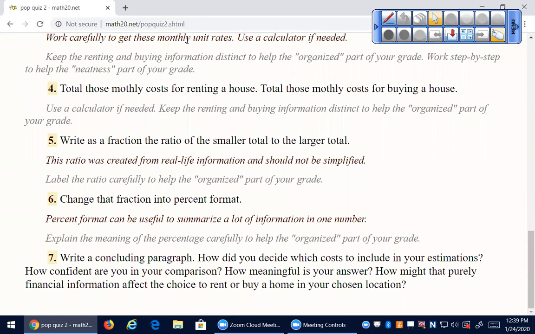And at the end, write a couple sentences. How did you decide which factors to include? How confident are you? Is your answer meaningful? And this is only the math, not whether it's good for your family. So what other things might be there? So you have 10 minutes. You could do this by yourself. You could do it as a group and see what answer you can get.